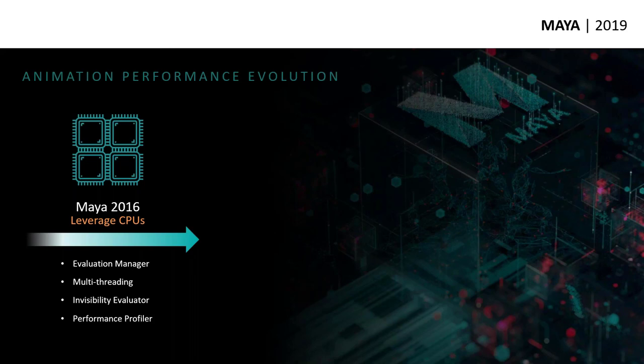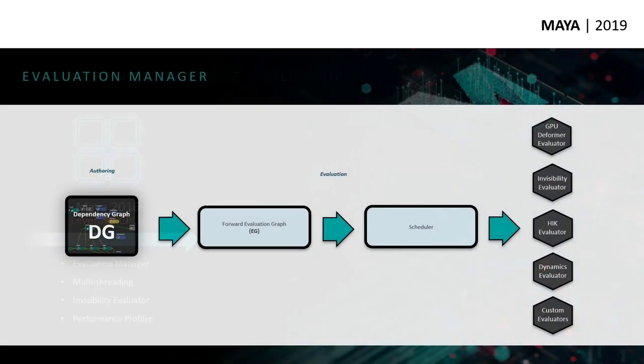We created something called the Evaluation Manager, which allowed for multi-threading. And we also created something called the Performance Profiler, which was a diagnostics tool, which I'll get into in a second. Basically, the smart developers at Autodesk on the Maya team came up with a really clever way of transparently converting what was non-parallel friendly into something that is parallel friendly.